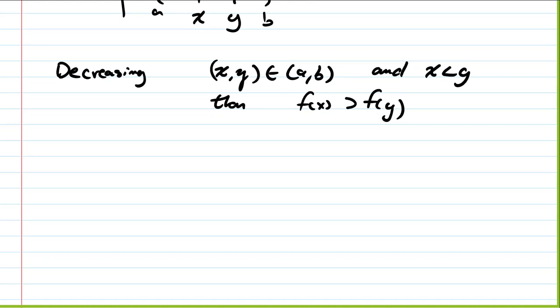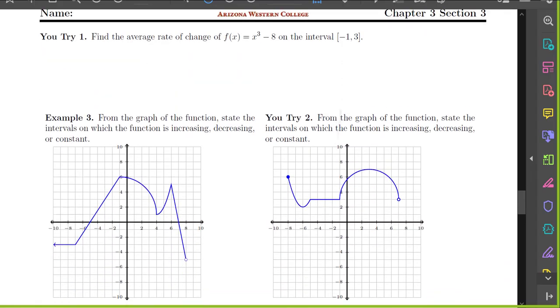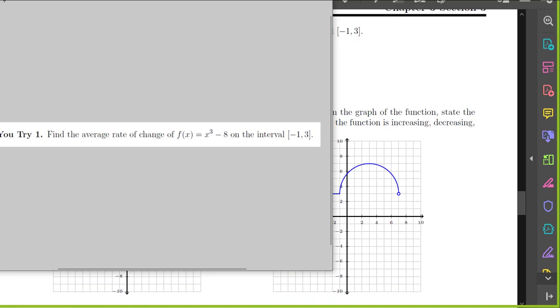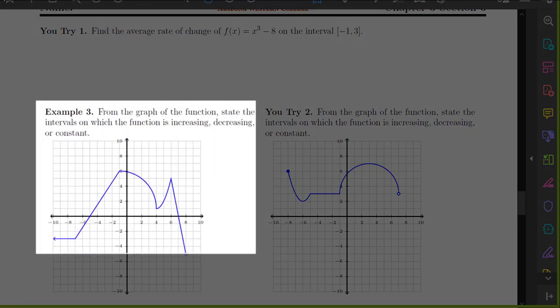All right. So let's take a look at our first example.